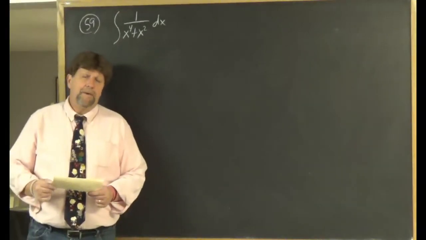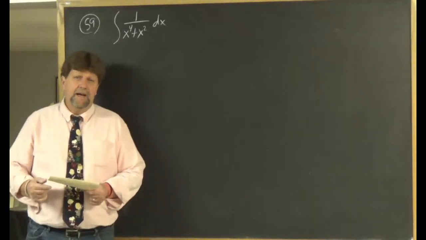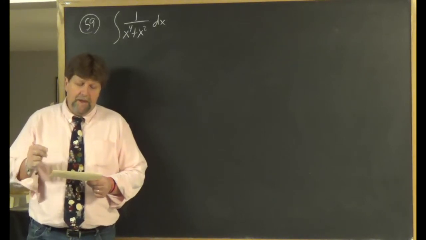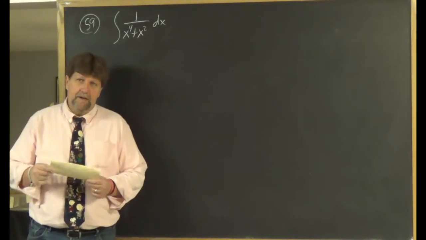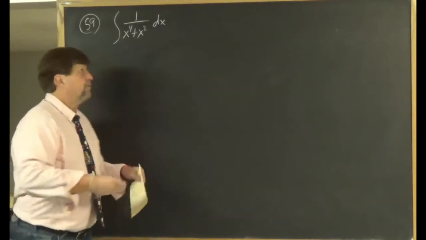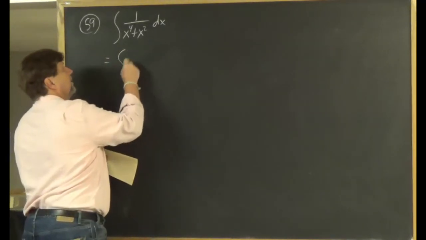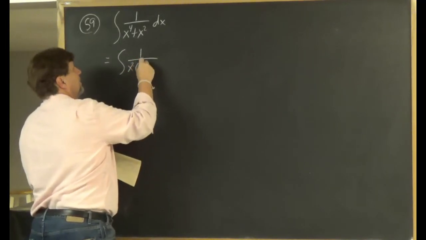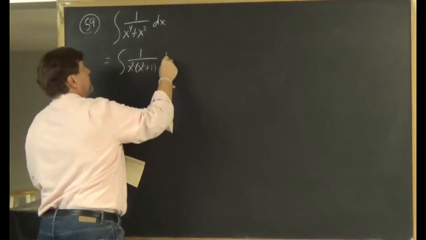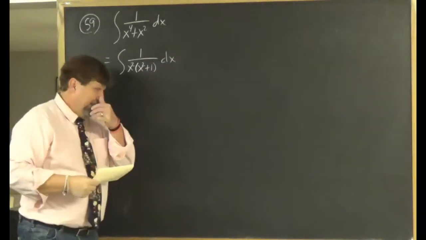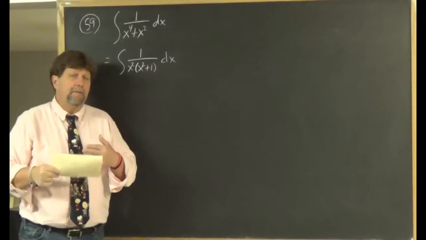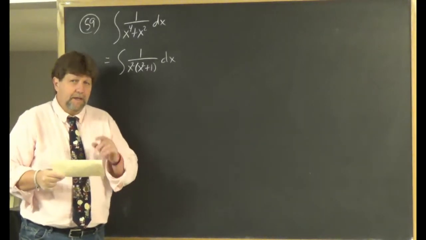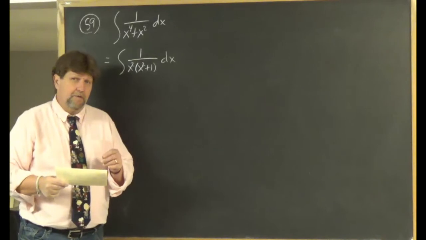All right, I thought the next one we would do as an example is number 59. In 59, you're being asked to integrate 1 over x to the 4th plus x squared dx. And I would probably start this one off, oh, you know, I could factor that denominator. And that might initially take me down the path of partial fractions. I'm going to tell you why I'm not going to do partial fractions.